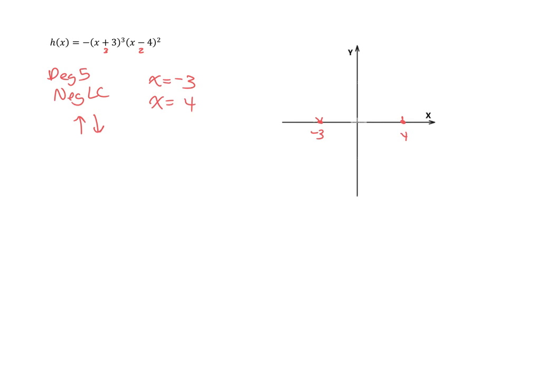This y-intercept is going to be large. I'm not going to worry about it, but it's going to be down here because it's -1 times 27 times 16. Since we're estimating what these look like, I don't really need to worry so much about that. So I'm going to start above the x-axis, wiggle through the -3, and then turn back and bounce off the 4. That's horrible over there at the bounce, but that's okay.